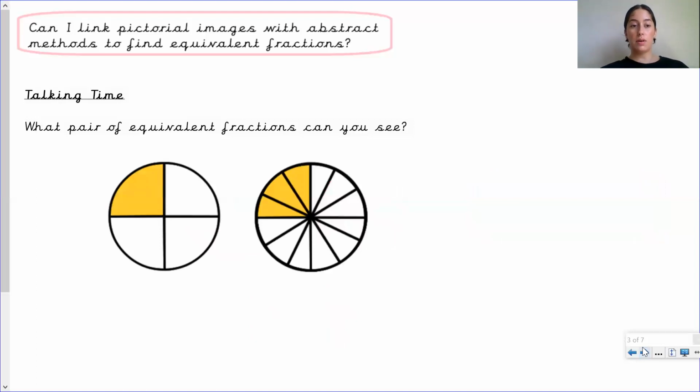Okay, pause the video. What pair of equivalent fractions can you see? Okay, well, let's look over here at the first image. We have got 4 equal parts and 1 part is shaded. So what fraction is that? 1/4.